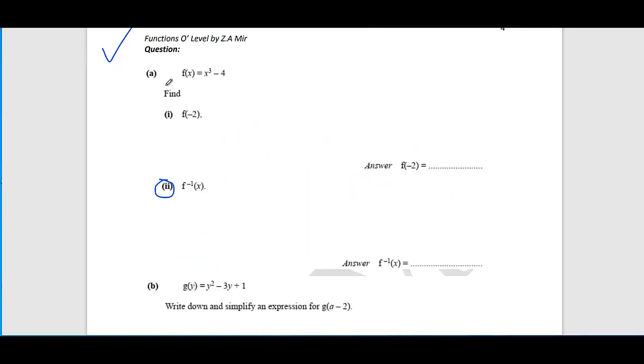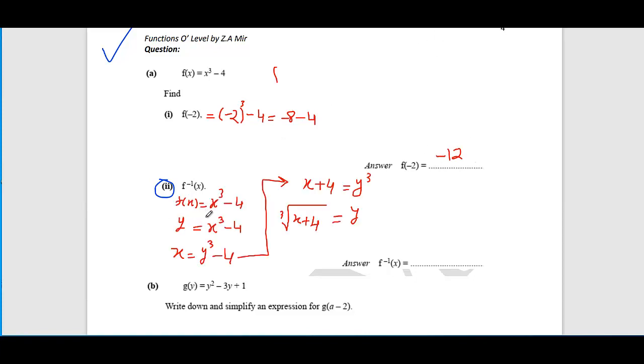In the next question, a function is x cubed minus 4, and we have to find f of minus 2. Please do it yourself. Just plug in minus 2 in this function. This is the working here, and the answer is minus 12. So after doing proper steps, this is our inverse function, and then we will write over here.